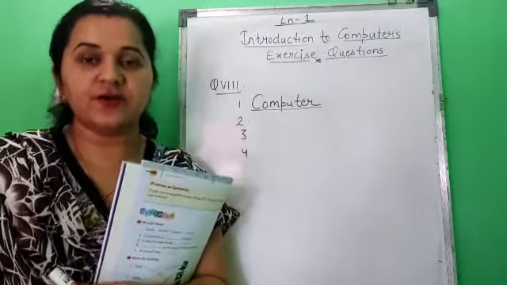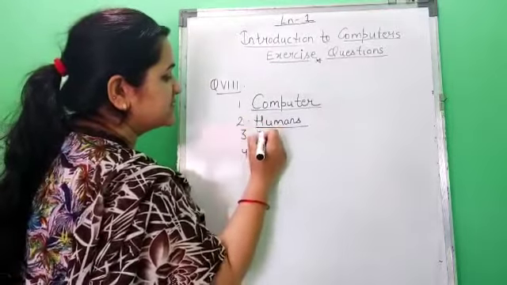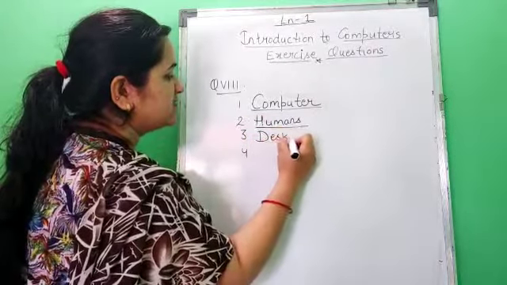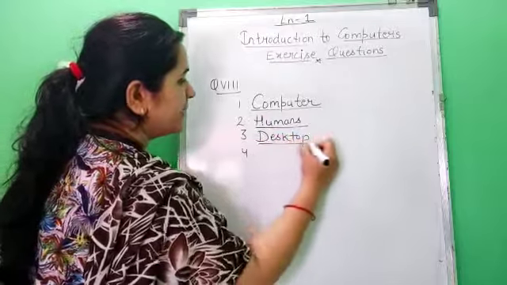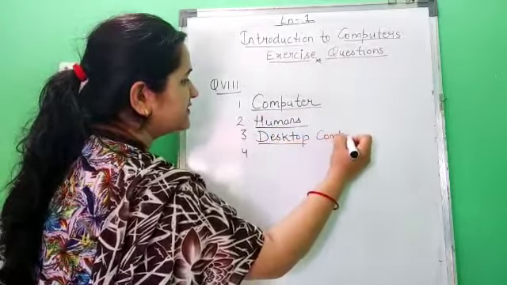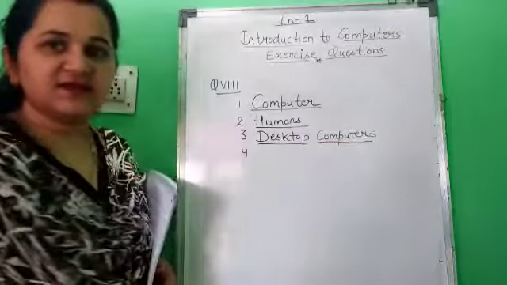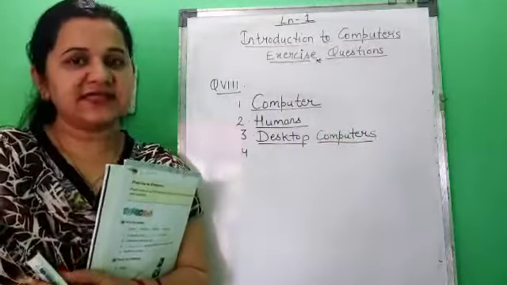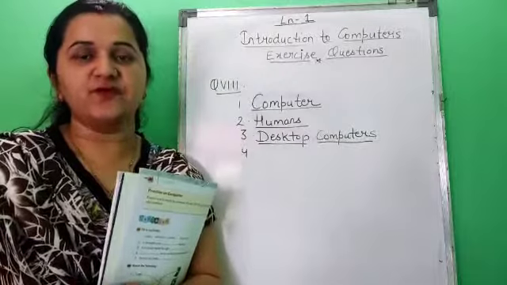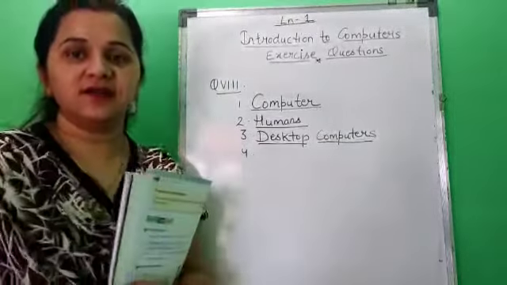Third, a computer that is kept on a desk. Yes, children. The question itself is suggesting the answer. So write down desktop computer. These computers can be kept on a desk. They are very big in size and they cannot be carried from one place to another.